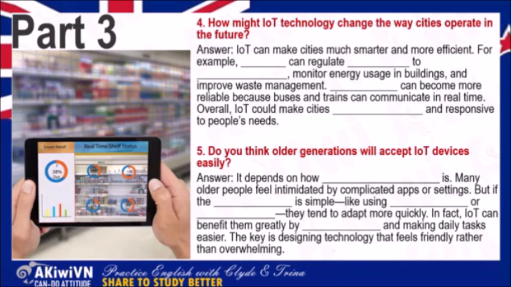Many older people feel intimidated by complicated apps or settings. But if the interface is simple, like using voice commands or one-button controls, they tend to adapt more quickly. In fact, IoT can benefit them greatly by improving safety and making daily tasks easier. The key is designing technology that feels friendly rather than overwhelming.